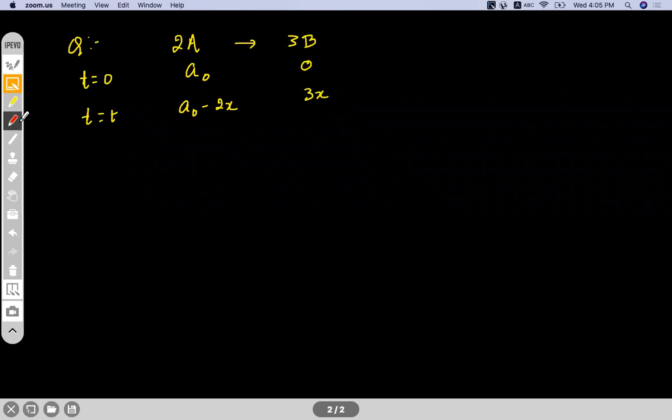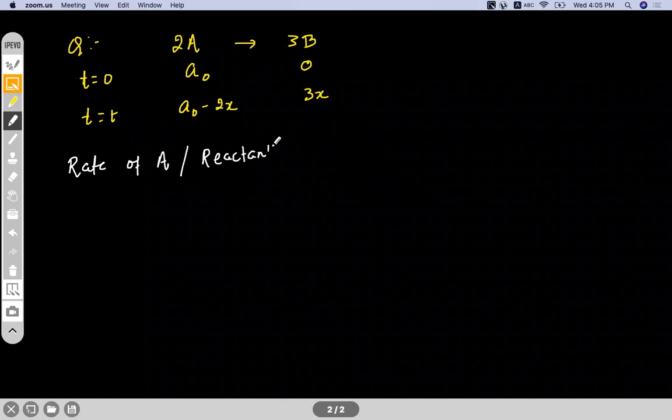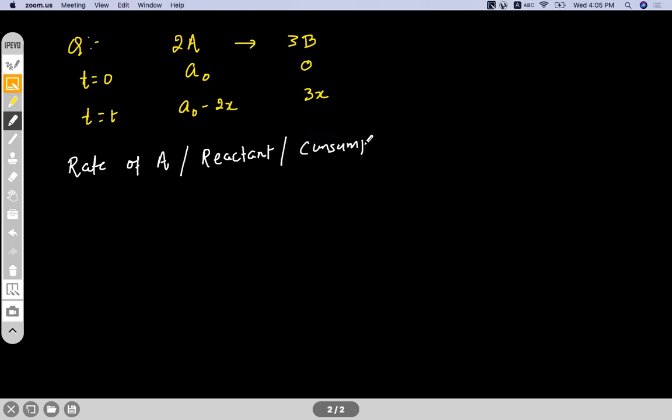So the rate of A is nothing but the rate of disappearance of A or rate of consumption of A. Or we can also write rate of reactant, that is nothing but rate of consumption, and that is nothing but the rate of disappearance. All these things are the same, so anything you may have in the test, in the exam, all terms are the same. This is equal to minus d by dt of concentration of A, the instantaneous rate.